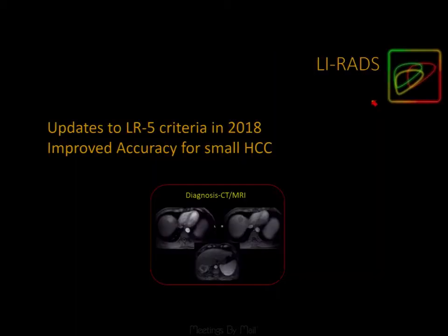So in summary, for this particular piece of the talk, we're not done overall, but we have updates to the LR5 criteria in 2018 that I've just reviewed for you very quickly, and these updates appear to give us better accuracy, especially for small HCCs.